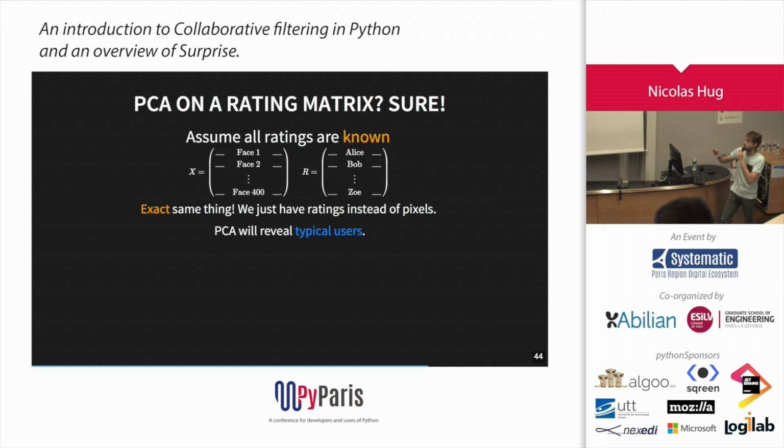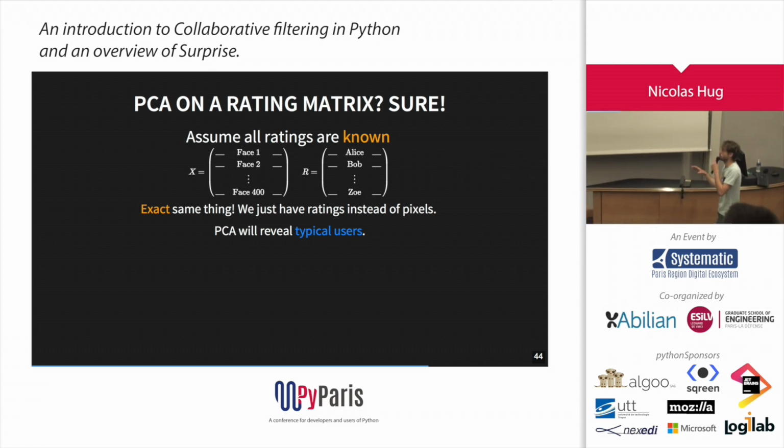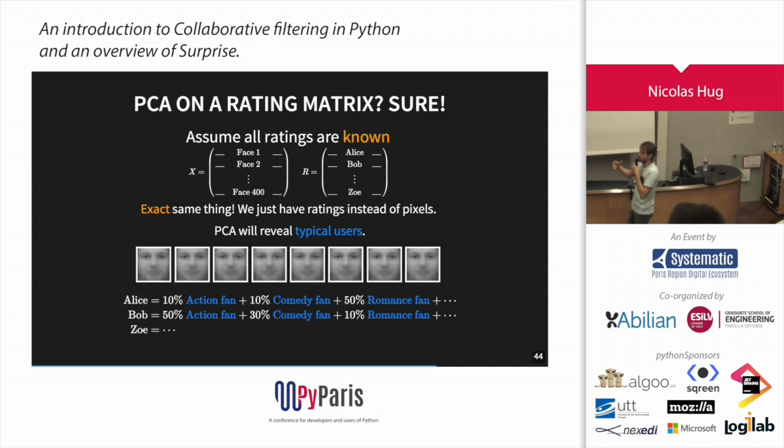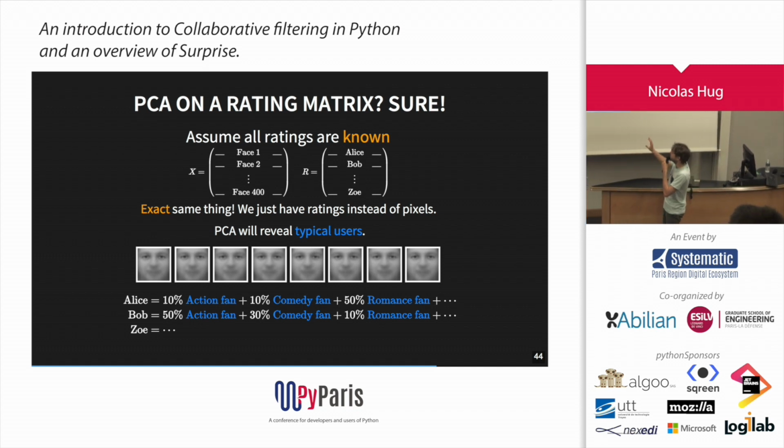So let's go back to the rating prediction problem. You can do that on a rating matrix also, okay? You can do that on a rating matrix if your rating matrix is entirely dense, when there are no missing entries. There are missing entries in our problem, but we'll just assume that there are none, okay? In our initial matrix, we had faces in the rows that were images. Now we just have users represented by their ratings of the items. And instead of revealing creepy guys with their faces, PCA will reveal typical users.